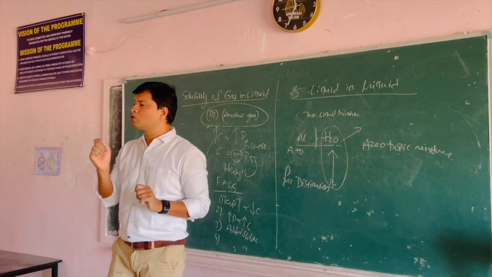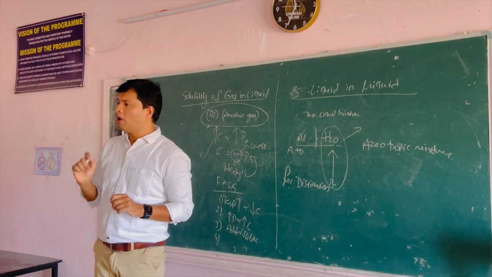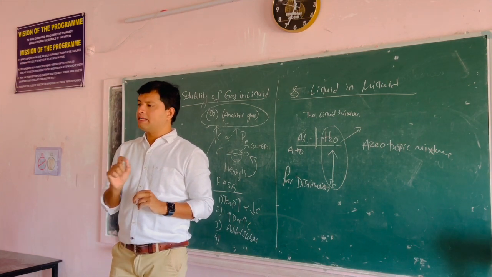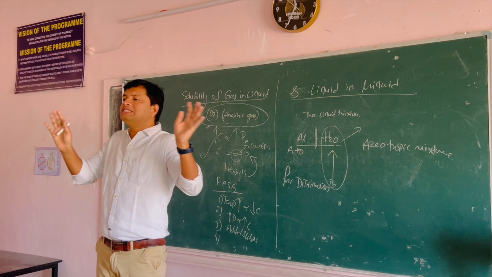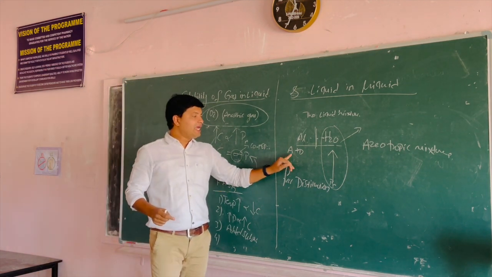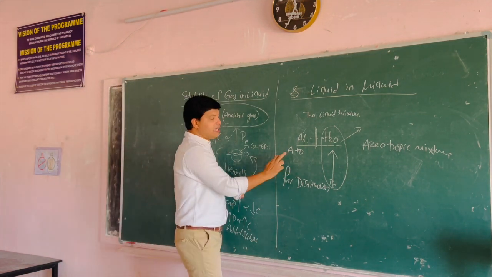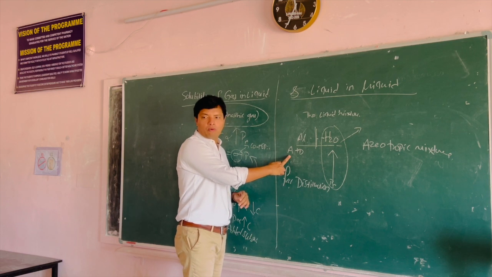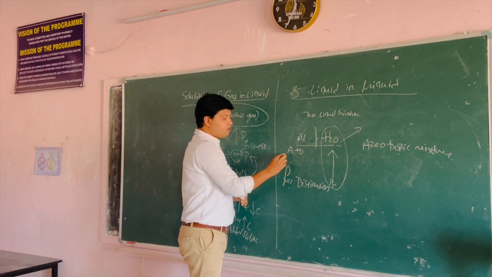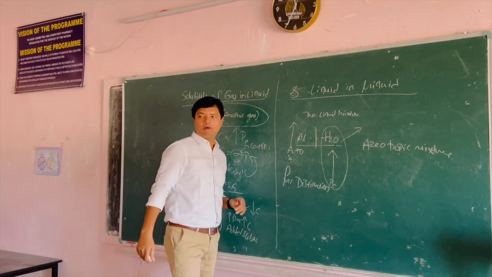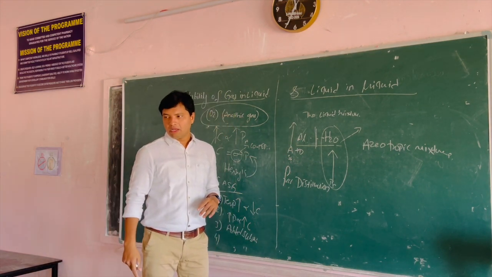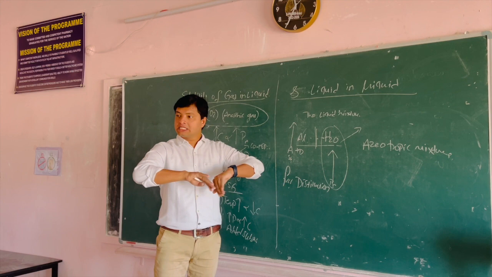Azeotropic mixtures are those mixtures which boil at constant temperature. The normal procedure is, if I add A and B liquids and heat, A may be more volatile compared to B. So when I bring the temperature to 50, A will distill out and B will be there. So I can separate them.